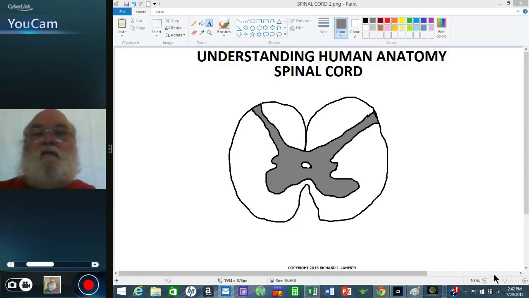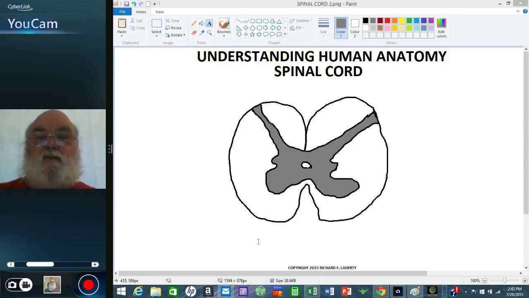Welcome back to Understanding Human Anatomy, Spinal Cord, Part 2. Last time we looked at a cross-section of the spinal cord and we described the gray matter on the inside in the butterfly shape and white matter on the outside surrounding the gray matter. I want to give you a couple of other references, landmarks, to help you orient yourself.